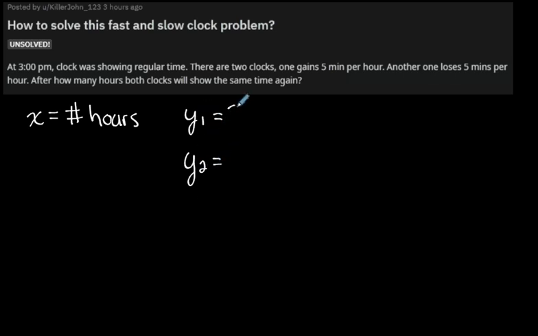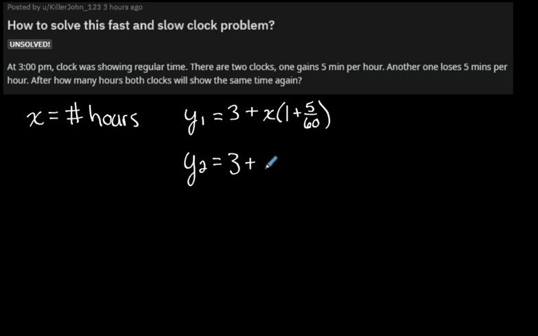Okay, so both clocks start out at 3 o'clock. The first clock, every hour, it's going to increase by 1 hour because it's an hour after that. But it's also going to go 5 minutes faster. So I'm going to do plus 5 over 60, because time isn't our base 10 system, it's base 60. After you count to 60, you start over. So that's why I divide the 5 by 60.